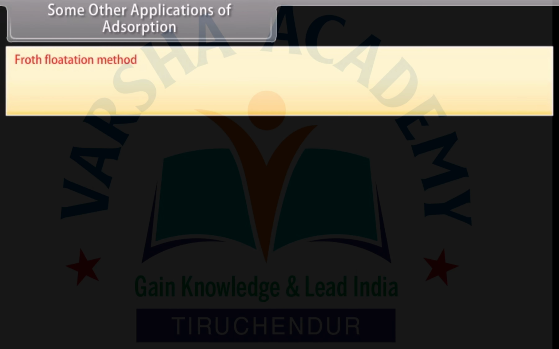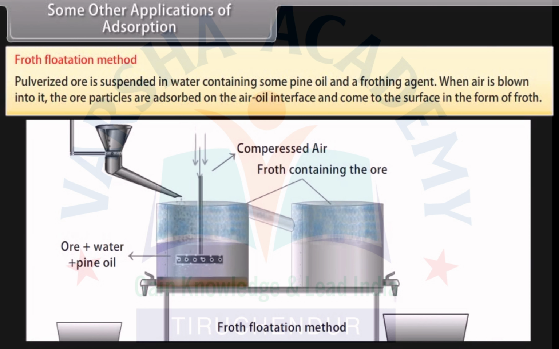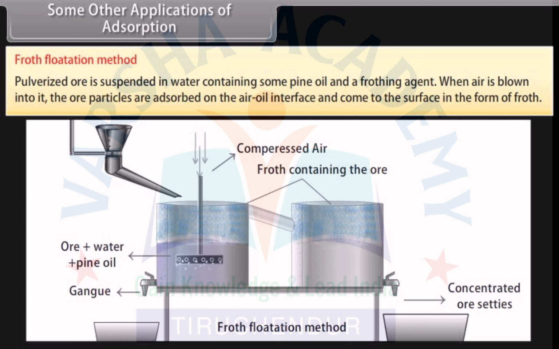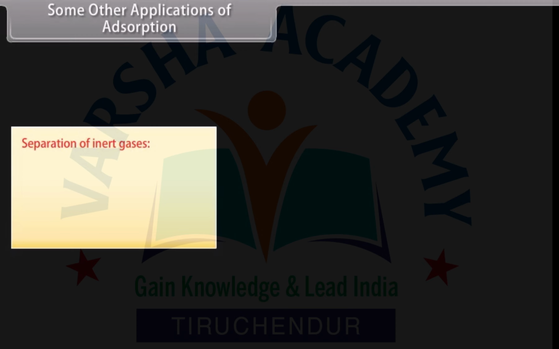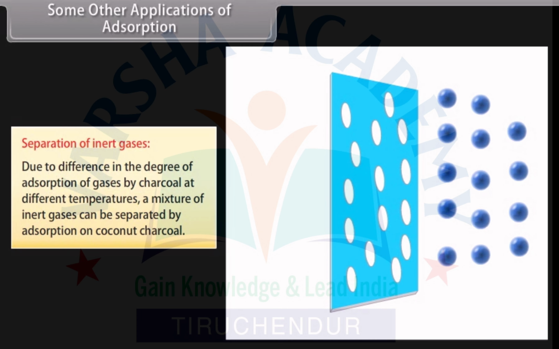Froth flotation method: pulverized ore is suspended in water containing some pine oil and a frothing agent. When air is blown into it, the ore particles are adsorbed on the air-oil interface and come to the surface in the form of froth. For example, sulfide ores are concentrated by this method. Separation of inert gases: due to difference in the degree of adsorption of gases by charcoal at different temperatures, a mixture of inert gases can be separated by adsorption on coconut charcoal.